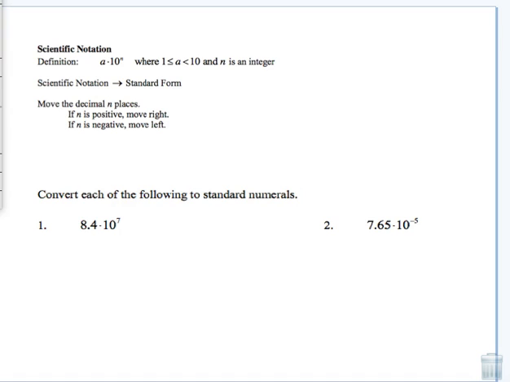Move the decimal place n times. If n is positive, we move to the right. If n is negative, we move to the left. So we see on number 1 that n is positive, and so based on those rules, we're going to move to the right 7 places. So I'll go ahead and just make a note of that. We're going to the right 7 places.